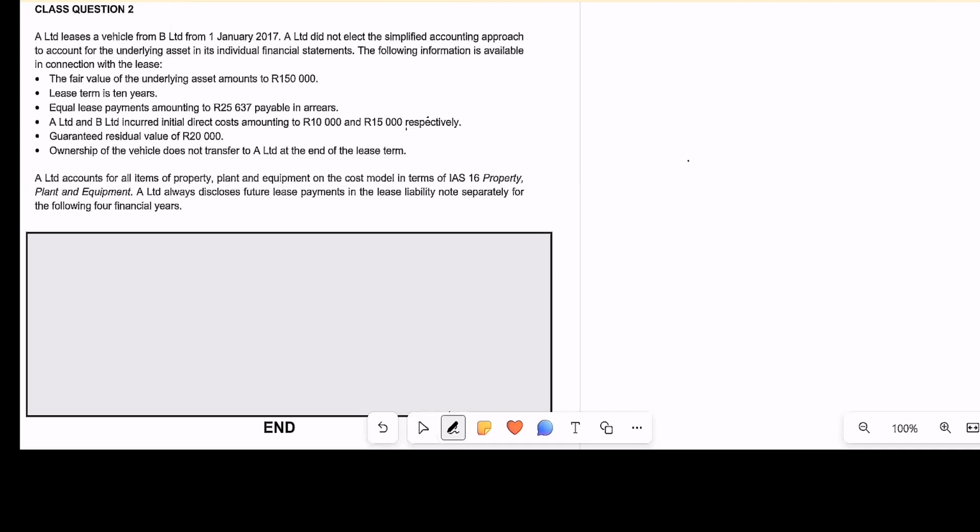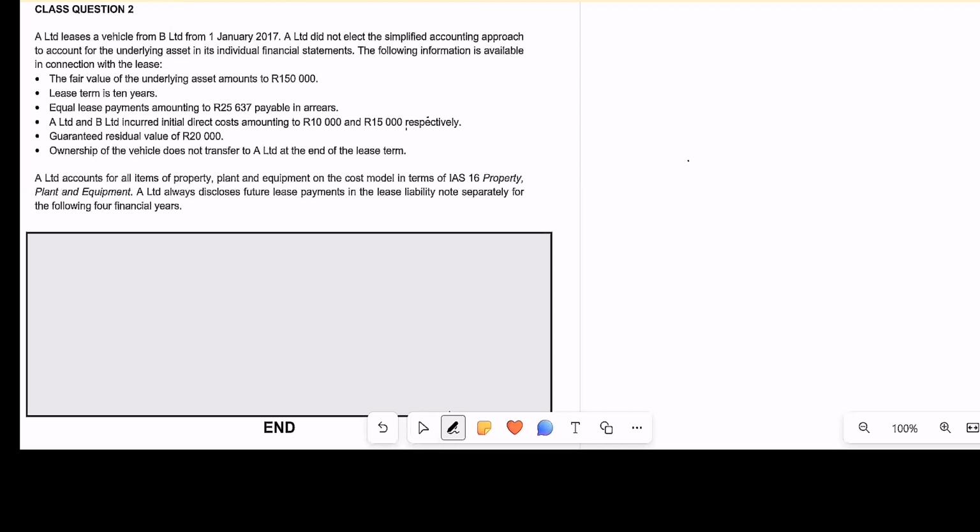A Ltd leases a vehicle from B Ltd from 1 January 2017. A Ltd did not elect the simplified approach method to account for the underlying asset in its individual financial statements. The following information is available in connection with the lease. The fair value of the underlying asset amounts to 150,000. The lease term is 10 years. Equal lease payments amounting to 25,637 payable in arrears. A Ltd and B Ltd incurred initial direct costs amounting to 10,000 and 15,000 respectively.